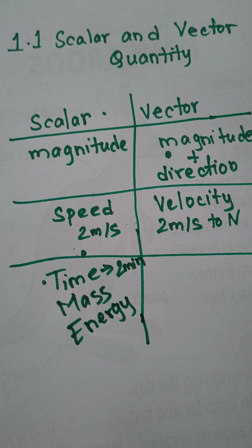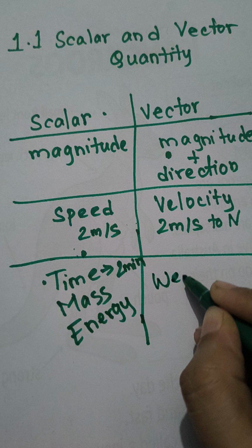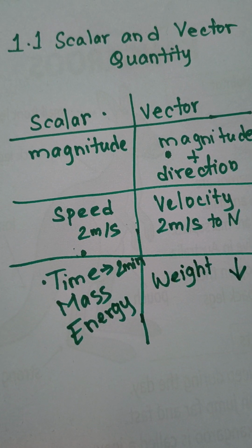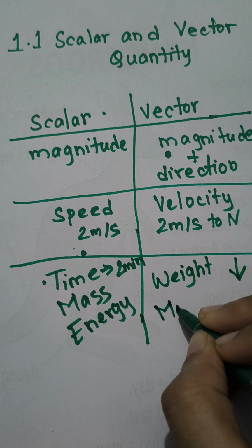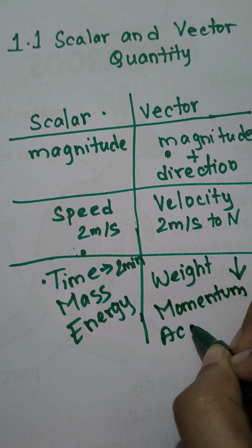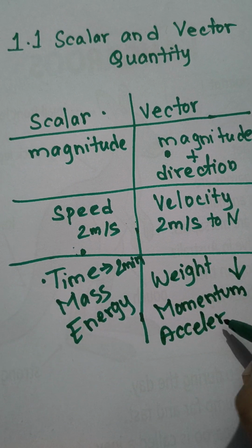However, vectors are like, as I told you, velocity. We can say weight, because weight is always downward, so weight is also a vector quantity. Then we also have momentum and acceleration. There are more, but I'm just giving you these examples.